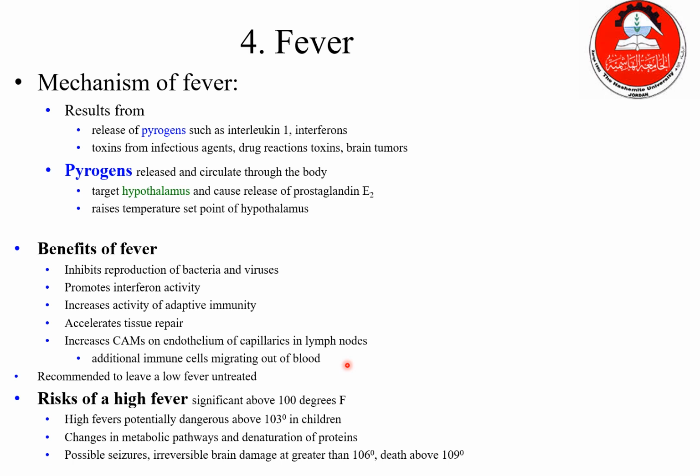It is recommended to leave a low fever untreated. But if we have a high grade fever, it needs to be treated because it might cause more harm than benefit. Risk of high fever is significant above 100 degrees Fahrenheit. High fever is potentially dangerous above 103 degrees Fahrenheit, especially in children, even in adults. There is a change in metabolic pathways and denaturation of proteins at these high temperatures, and it might lead to seizure, irreversible brain damage, and maybe death if the fever is too high.